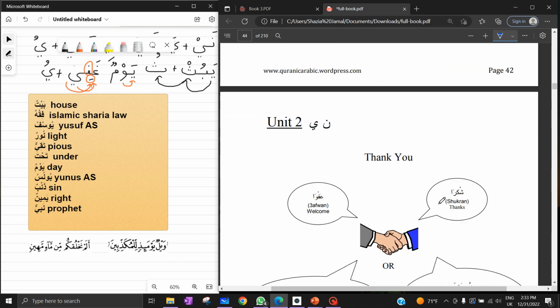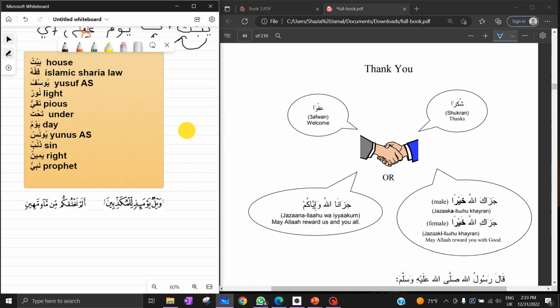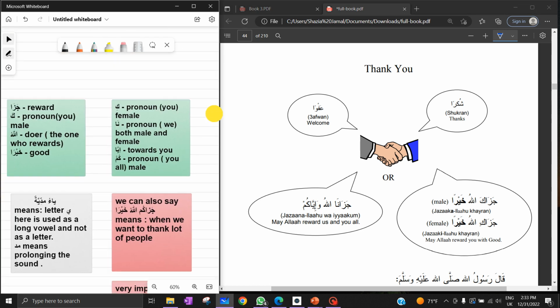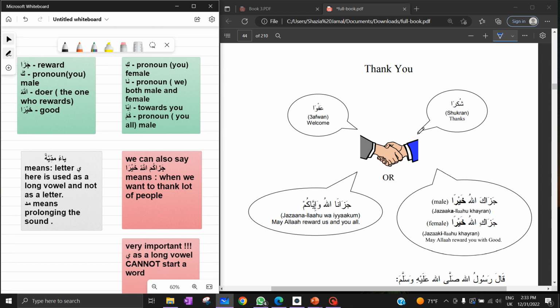Let's come to this portion of the lesson, and it's very important. I have given some information on this. Jazakallahu khairan, as you can see in my whiteboard. Normally, Arab people, when they thank each other, like in English you say thank you for each and everything, you just say thank you. So the translation of thank you is shukran, and welcome means afwan. And in answer, when somebody tells you thank you, you say afwan.